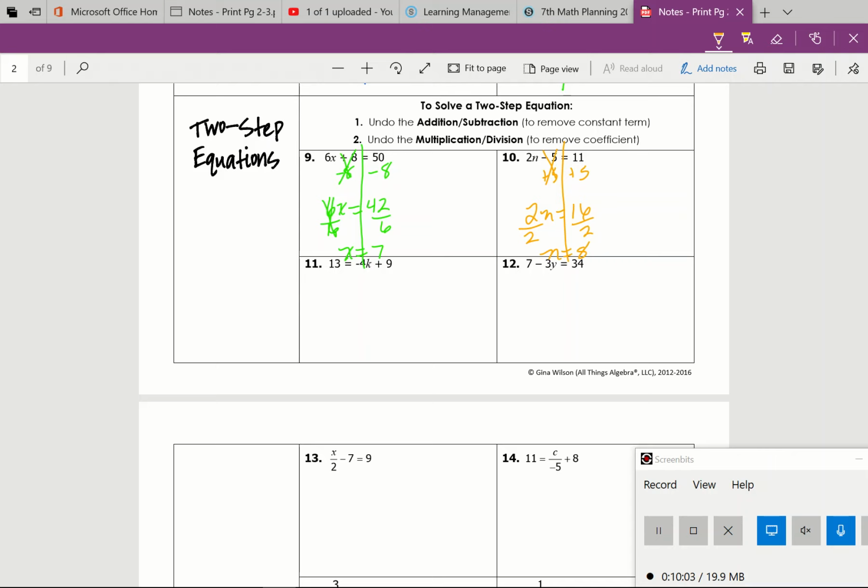And I can substitute that in to check. So if I want to check my work, I have 2n minus 5 equals 11. And I can rewrite that where it's 2 times 8 minus 5 equals 11. 16 minus 5. And it totally works. So you can check your work even on the two-step equations.